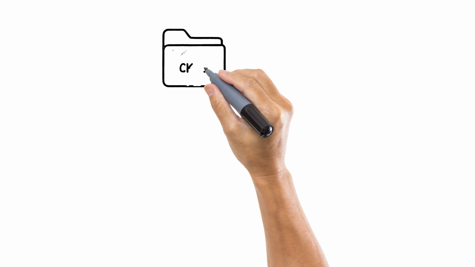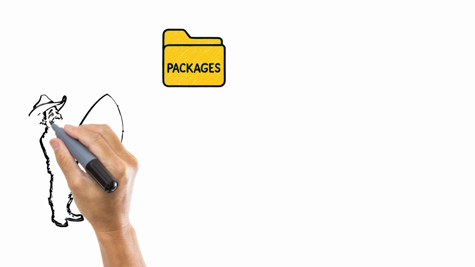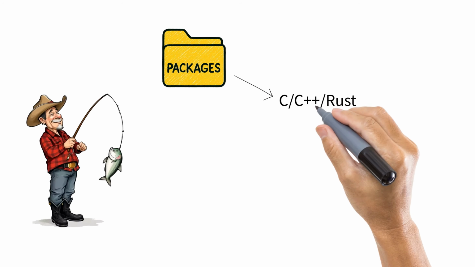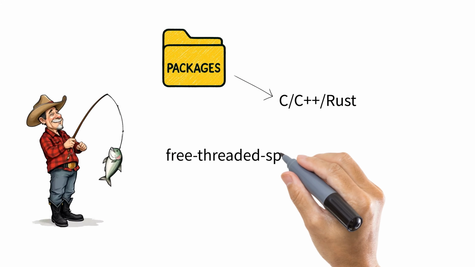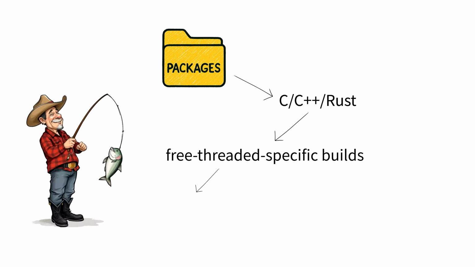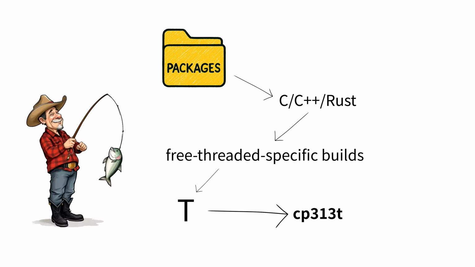Here's the catch. Packages with native C, C++, or Rust extensions often need free-threaded specific builds. Look for the T suffix in wheels and binaries. For example, ABI tags like cp313t.